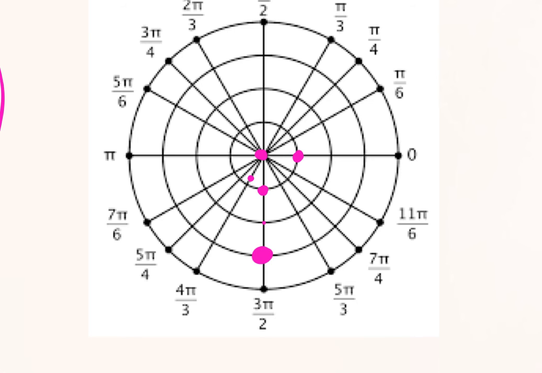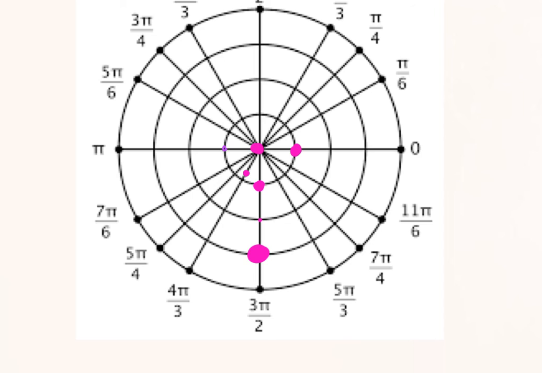With me so far? Now I'm going to reflect. Every point that's on the right is going to happen on the left. So at 0, I'm going to reflect it over to the pi side. At 4 pi over 3, it was at 0.7, so I'm going to do the same thing at 5 pi over 3, 0.7.